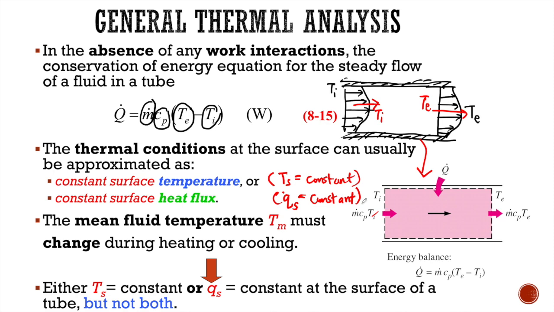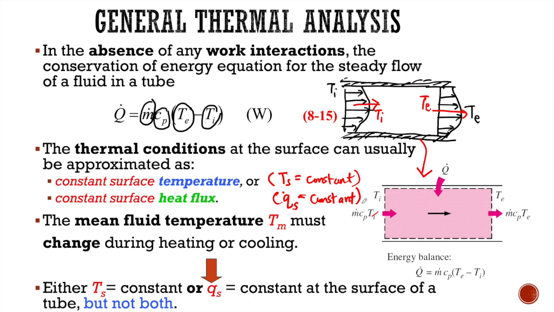The mean fluid temperature must change during heating or cooling. Either Ts is constant or q dot s is constant at the surface of the tube, but not both. So for these two conditions, only one can occur at a time. Both of these conditions will not come together. The question will be either for constant surface temperature or for constant surface heat flux. It cannot occur simultaneously.